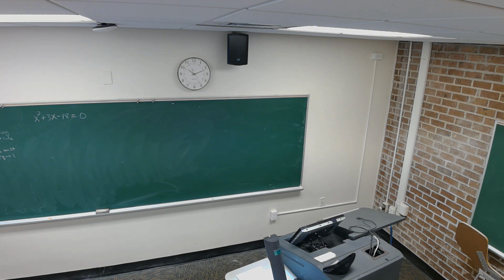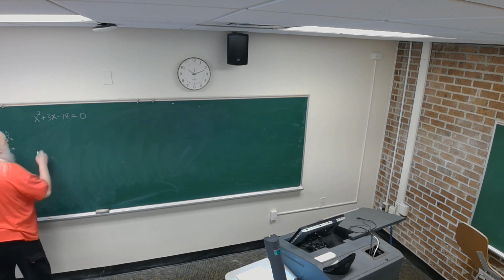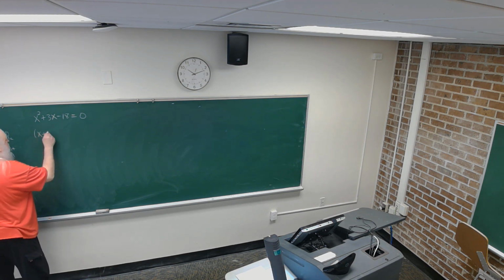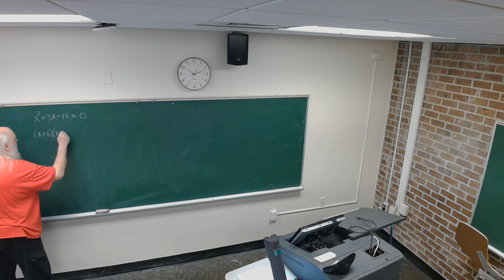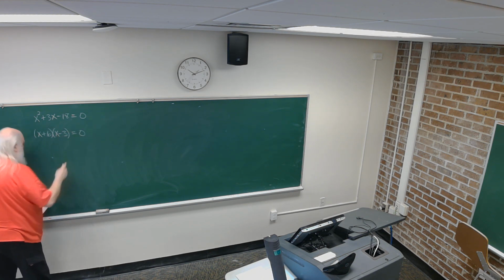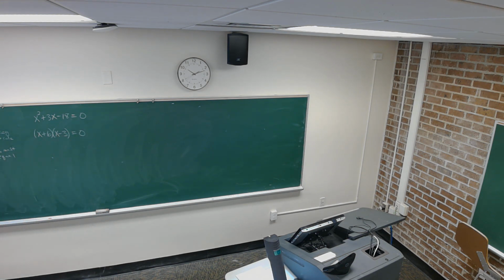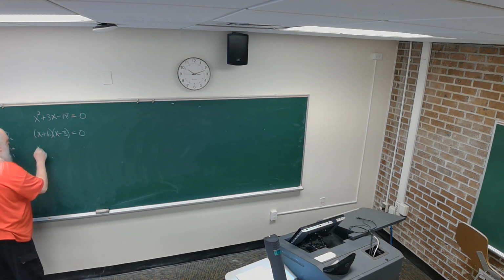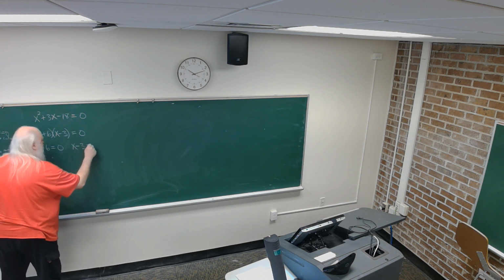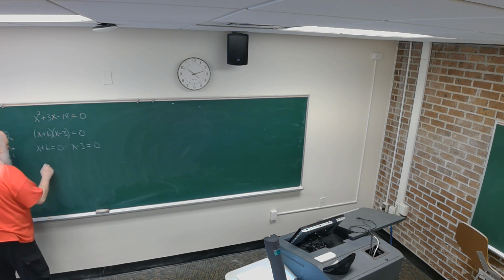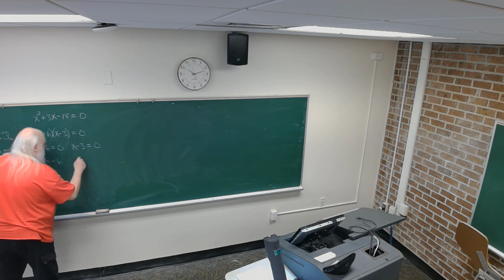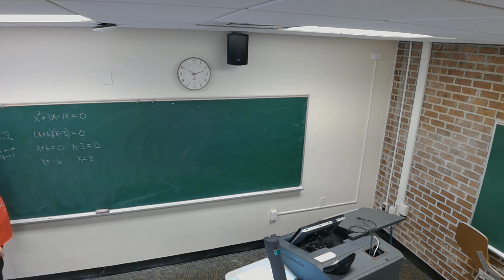Now to solve for x, you can either factor or use the quadratic formula. This factors into x plus 6 times x minus 3. By the zero product property, either the first factor is equal to 0 or the second factor is equal to 0. And so we have x is equal to minus 6 or x is equal to 3.